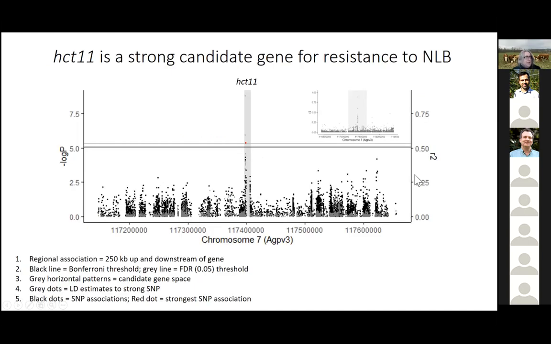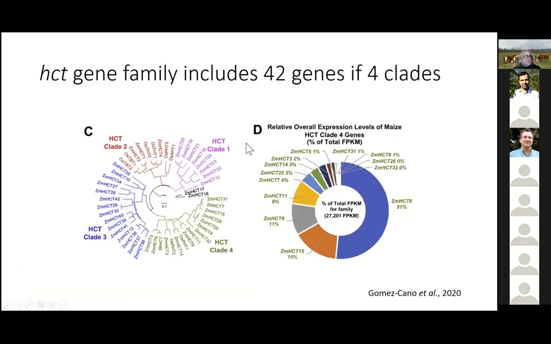HCT11 as a gene is, so this is really promising. Here's the most significant SNP, and here's a Bonferroni correction threshold in black. Gray is a FDR rate. So you can see regionally it's significant. And so I want to look closer at HCT11, because HCT11 is in the monolignol phenylpropanoid pathway.